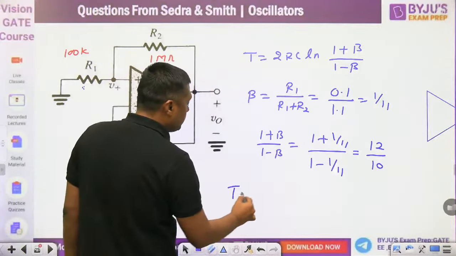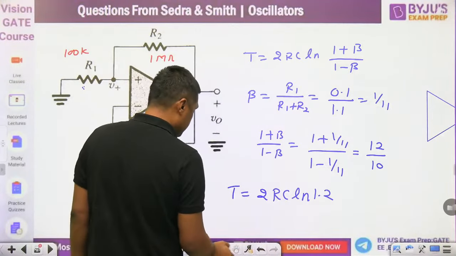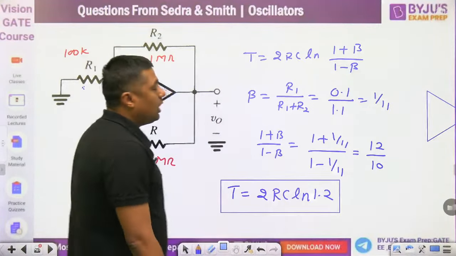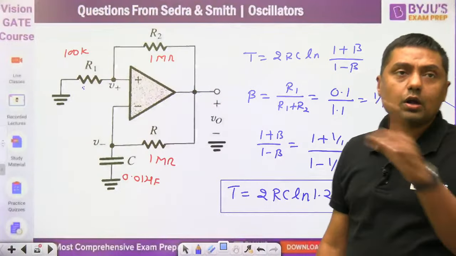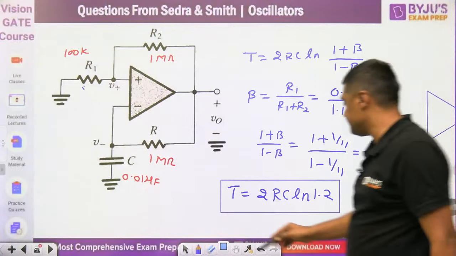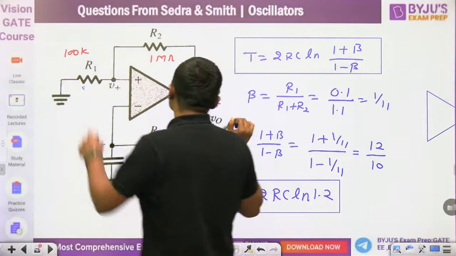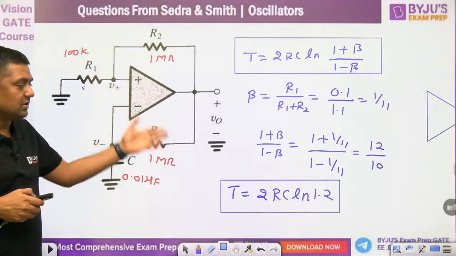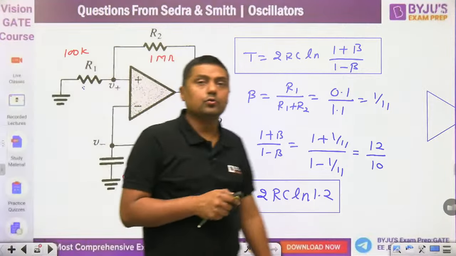So what is the time period? 2RC log of 1.2, same answer. Okay, this is also correct. Yes Rajiv, you are asking about this. That is the formula actually, where beta is this resistance upon this plus that. It will become 1 by 11 and that is the value. Again, you will find the same value, and find the reciprocal of that log of 1.2 here.